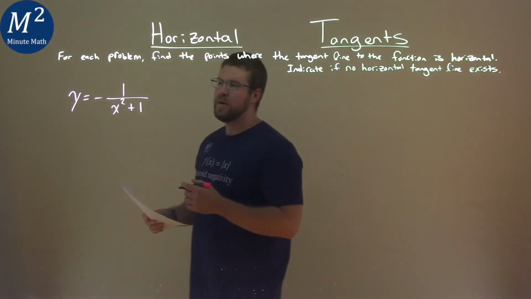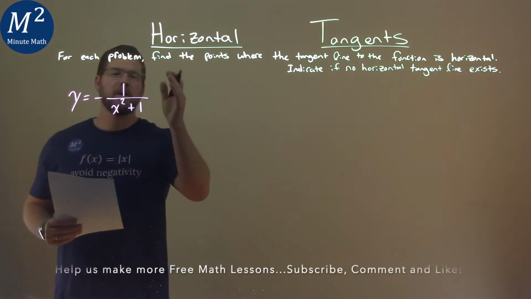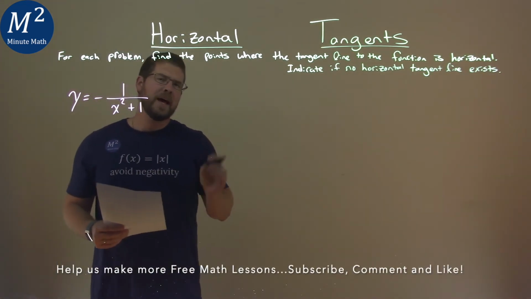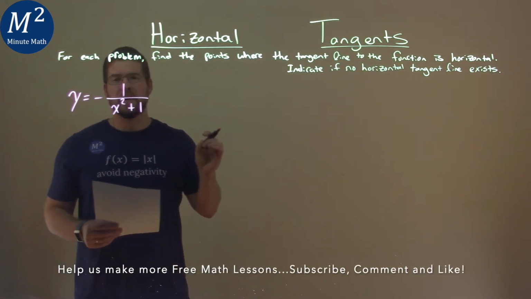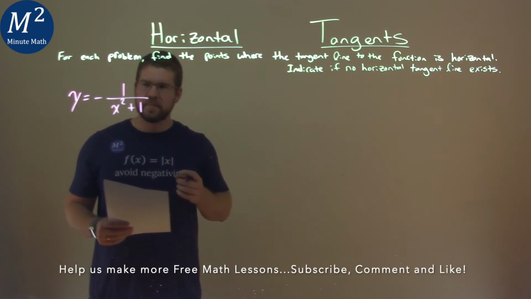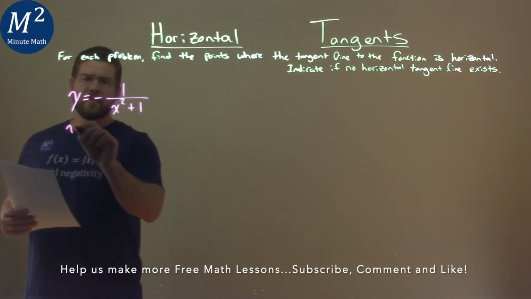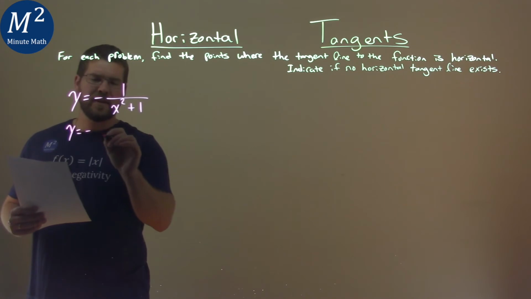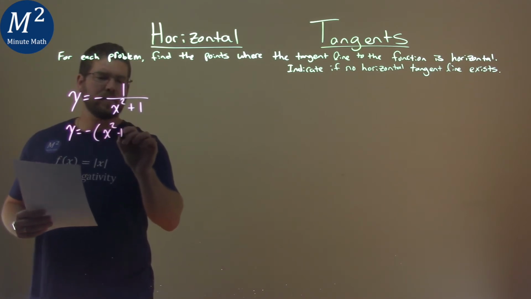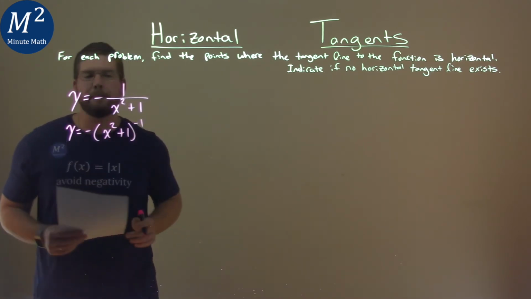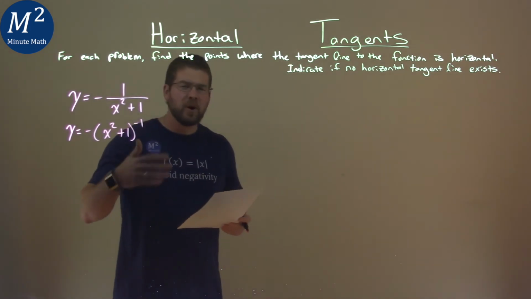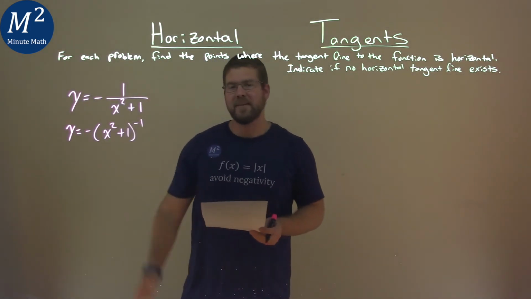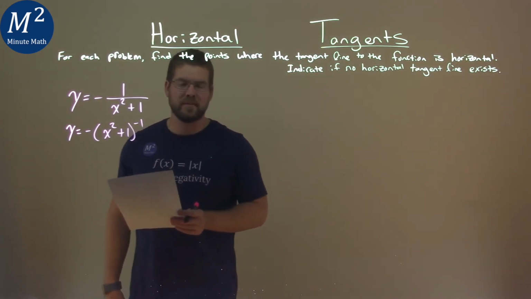We're given this problem right here. Y equals negative 1 over x squared plus 1. And we want to find the points where the tangent line to the function is horizontal. Well, I like to rewrite this function like this: negative x squared plus 1 to the negative 1 power. And that's because I know I'm going to be taking the derivative. I just like taking the derivative of rational functions like this.